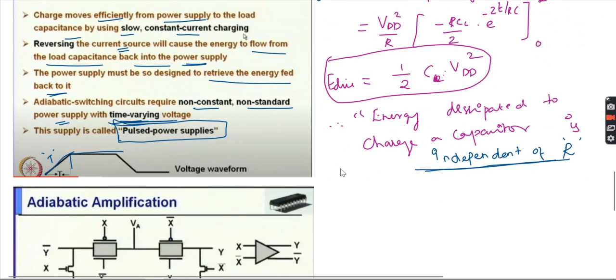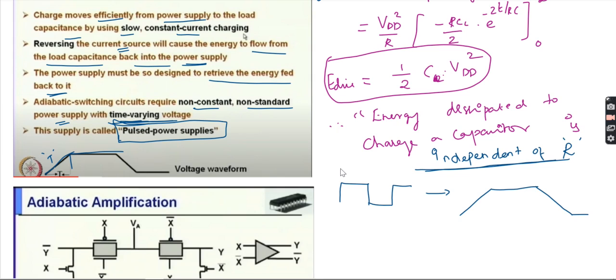In the sense, instead of giving this type of power supply, for example, we need to give the power supply like this. Simple, that is what we have to do. This is fixed. This is not fixed, it is varying. Slowly we are varying. Here at the start it is 0, but then only VDD. You can gradually increase it.